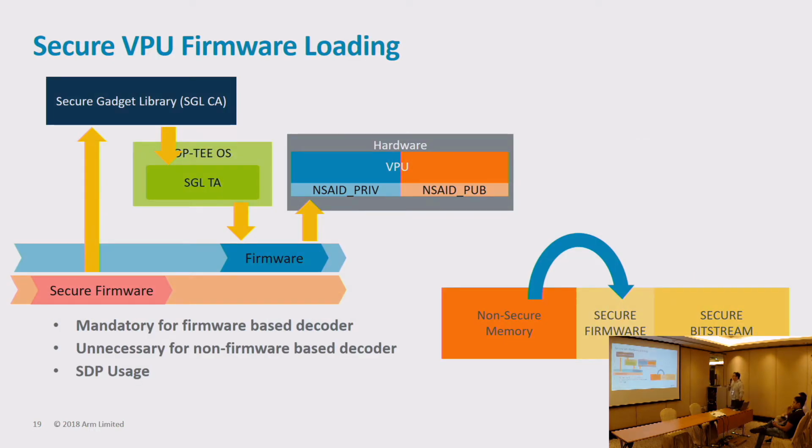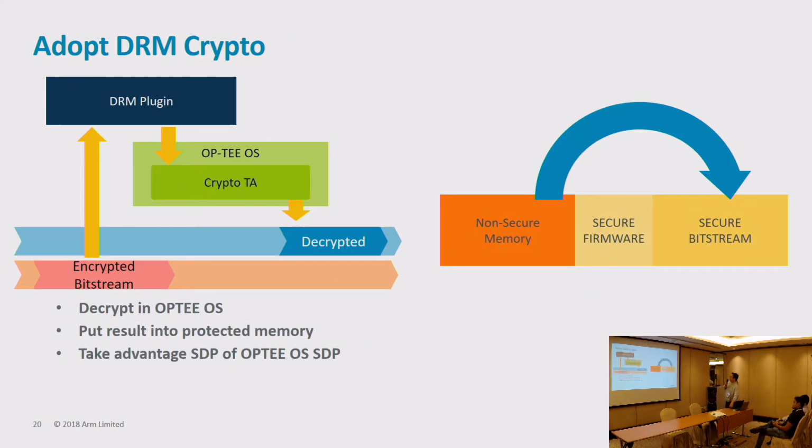Because our VPUs work with firmware, we have a secure firmware loading process with the secure gadget library TA. It's similar to the decryption. First, the secure firmware is stored in the file system. We just load it and decrypt it into the protected memory. And the DRM crypto is similar to the firmware loading. The encrypted bitstream is decrypted by the crypto with the crypto TA in OP-TEE OS.